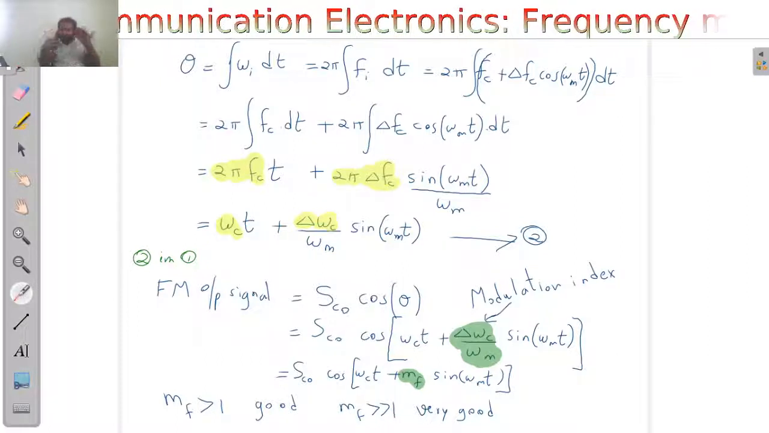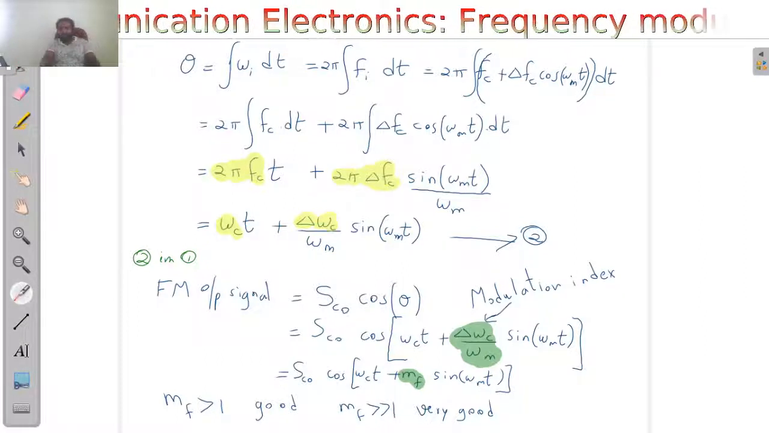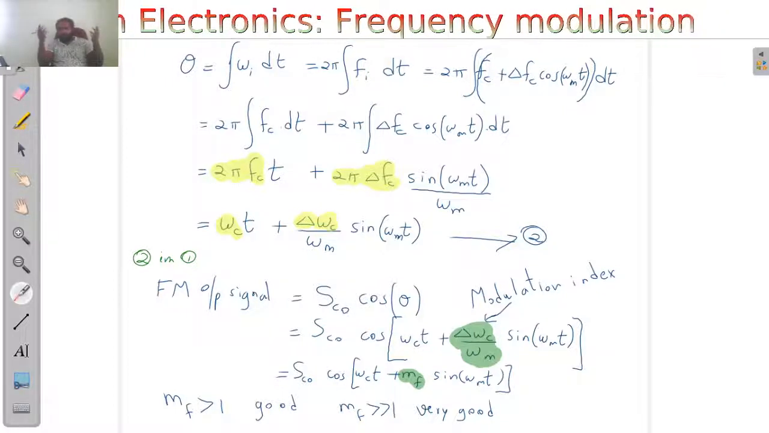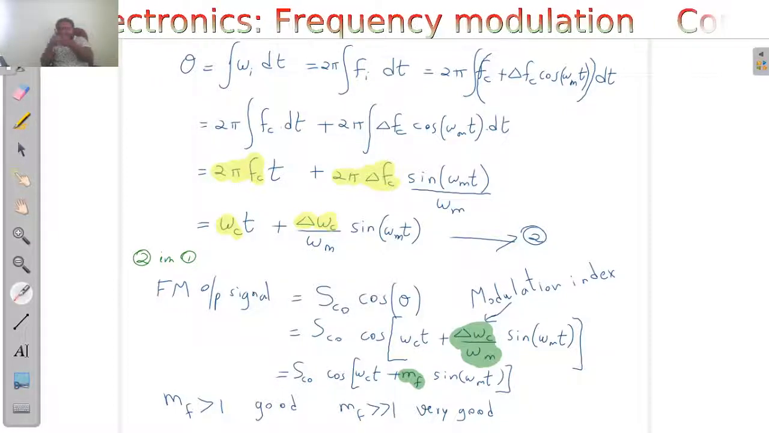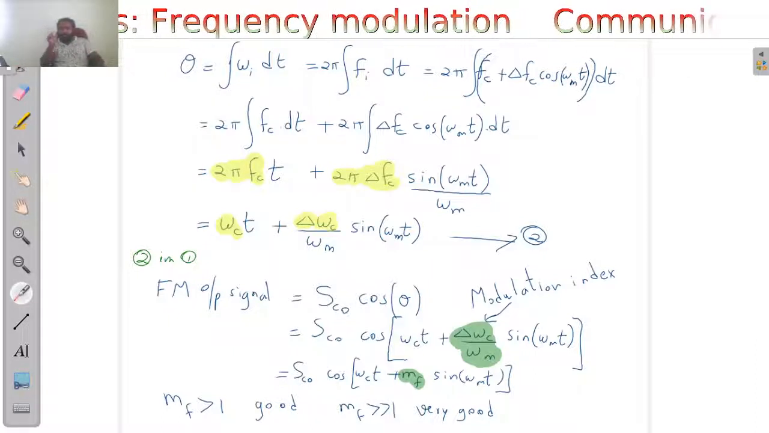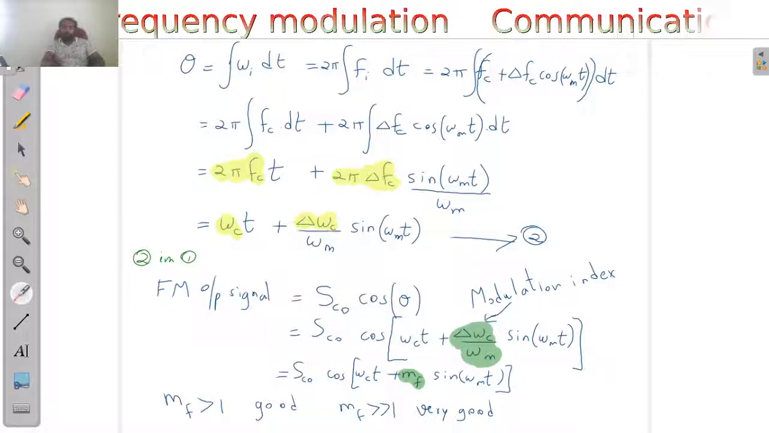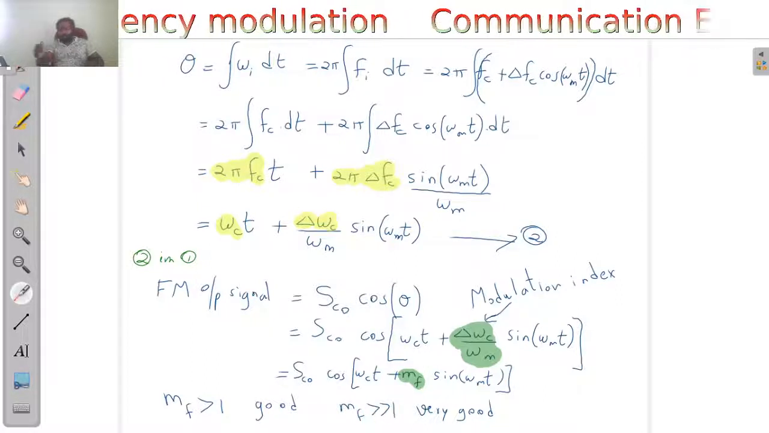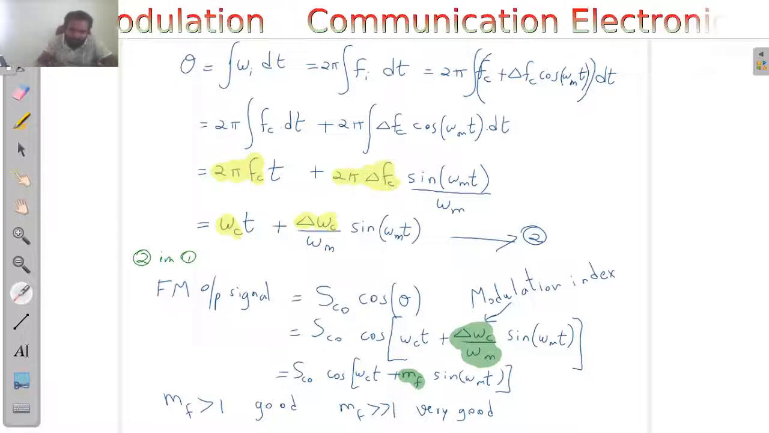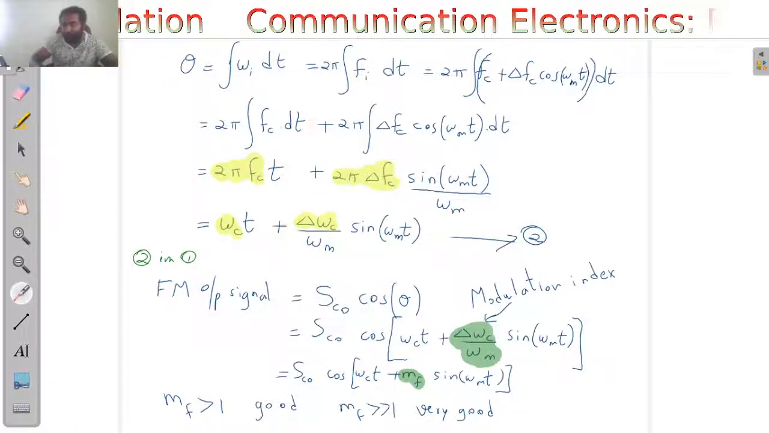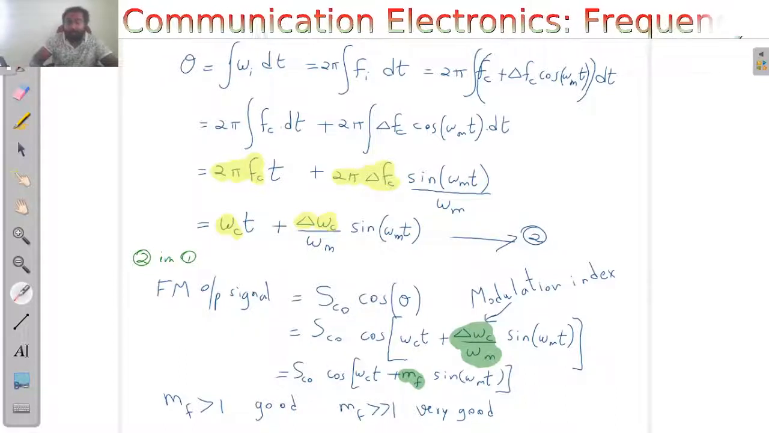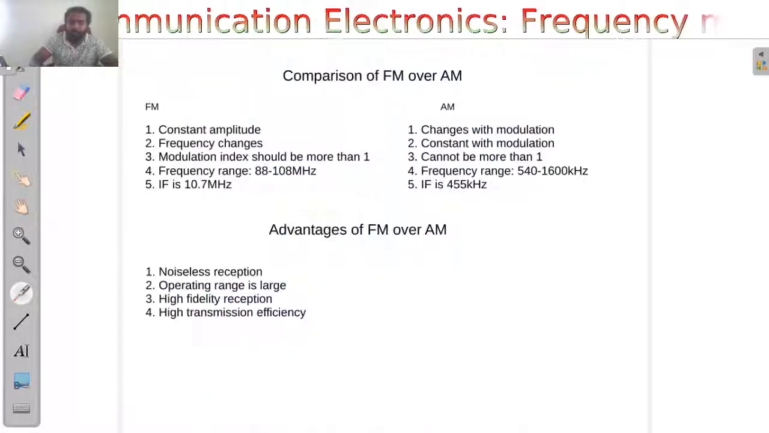So whenever you increase your modulation index for the sake of good quality audio, you are going to spend a lot of bandwidth for each of these channels. So there is a limit up to which you can increase the modulation index for frequency modulation, and within that limit itself the audio quality is very good, much better than amplitude modulation. So that is the advantage of using frequency modulation over amplitude modulation.